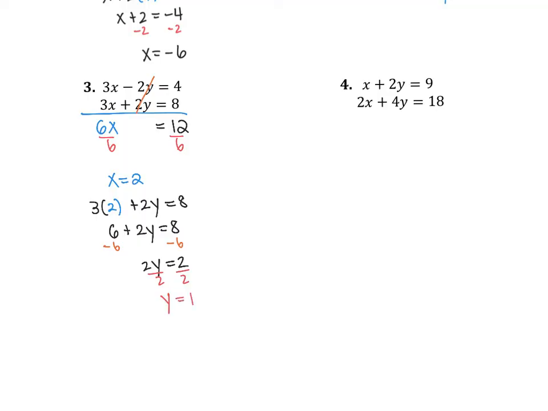Okay, y is 1, and then my answer is an ordered pair. X is 2, y is 1. Okay, let's try number 4.